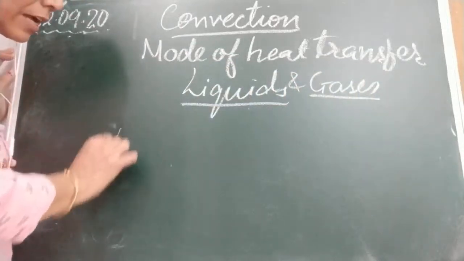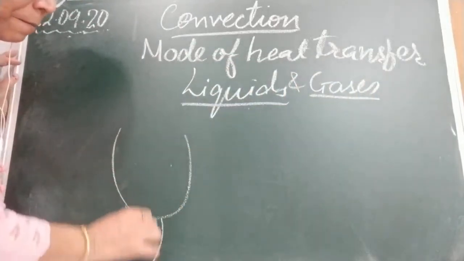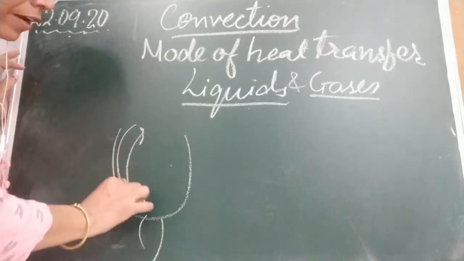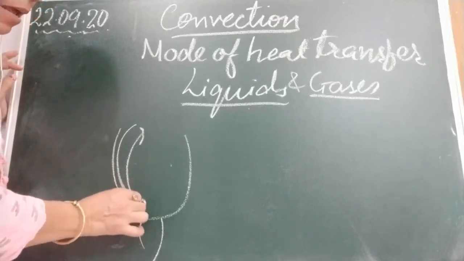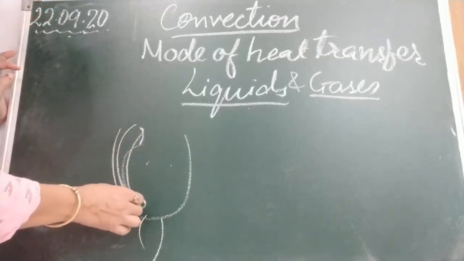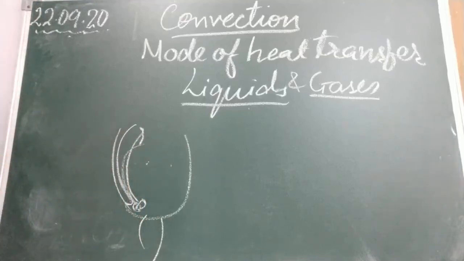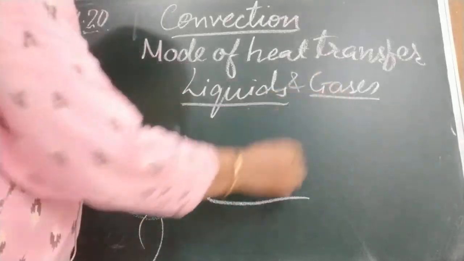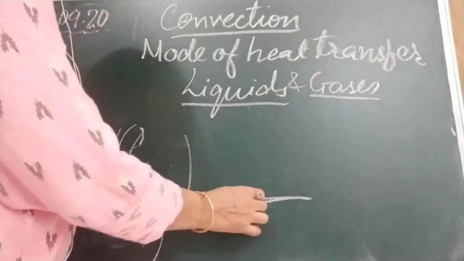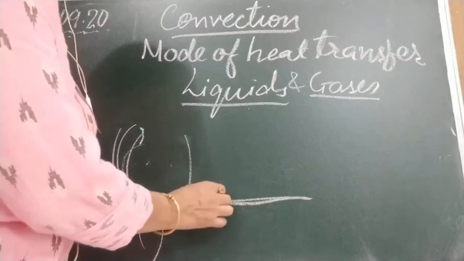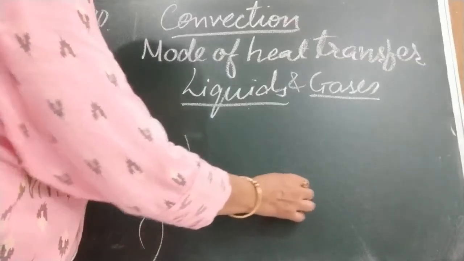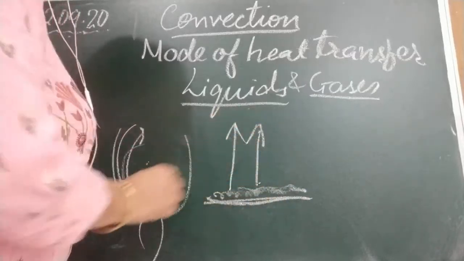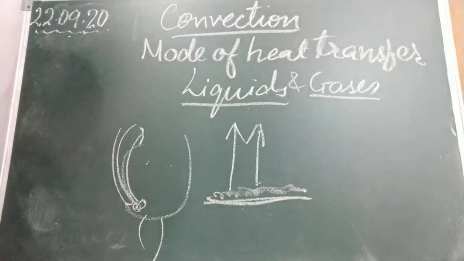What happens in this? The molecules which come in touch of heat take the heat and go up, and the colder ones come down, and again they heat up and go up. This way they become light. When they take the heat energy, they become light and they go up. In the same manner in gases, like the earth surface is very hot during the day, the air close to the land heats up and goes up, and this causes sea and land breeze.